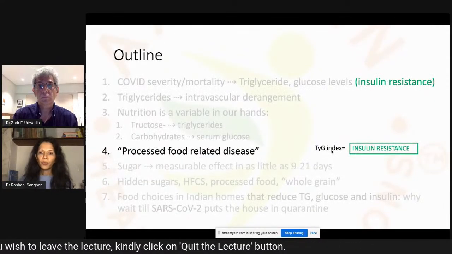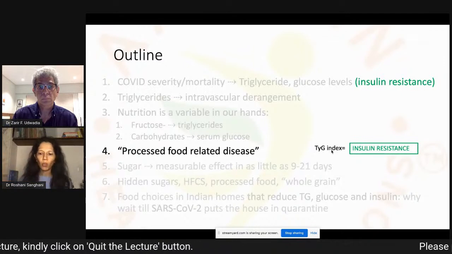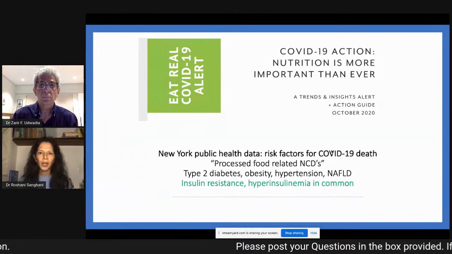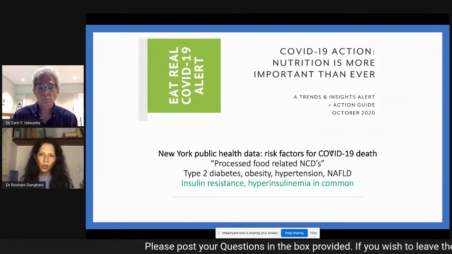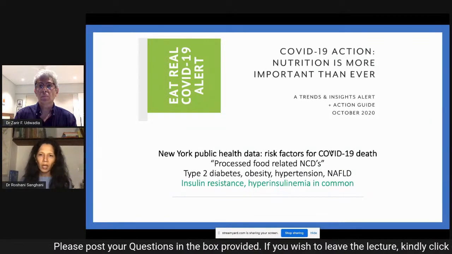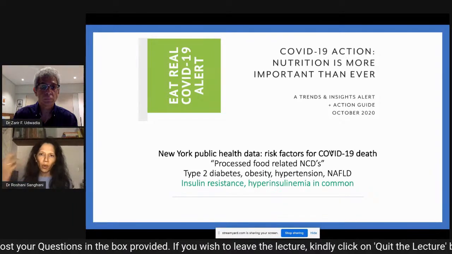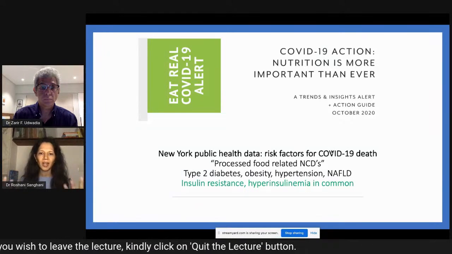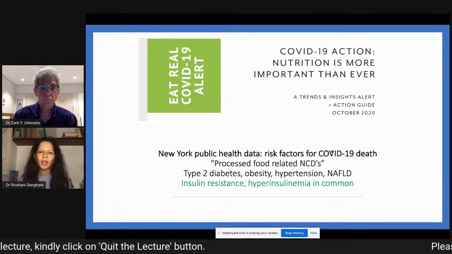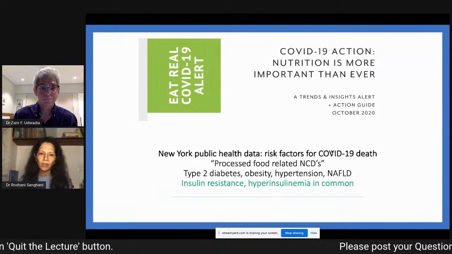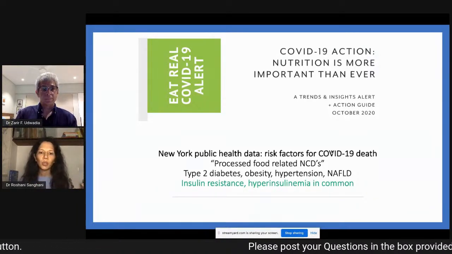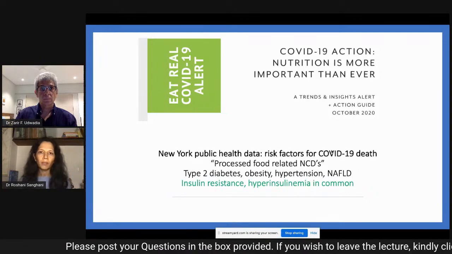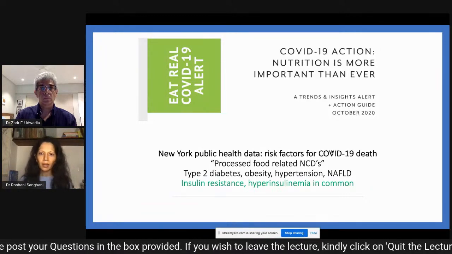What about processed food? And what about coronavirus? And what about insulin resistance? So this came out this month, October 2020, where they looked at the New York public health data on COVID, and they found that the processed food related non-communicable diseases, all the chronic diseases that are in my world, type 2 diabetes, obesity, hypertension, fatty liver, who have the common link of insulin resistance, those are directly correlating to worse outcomes in COVID.